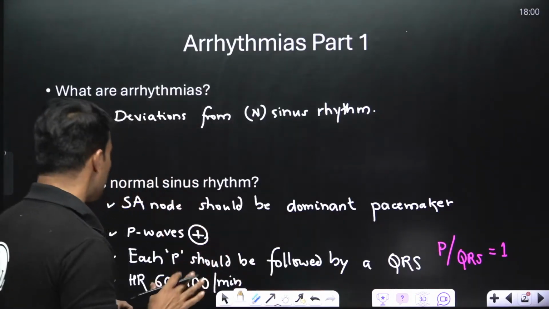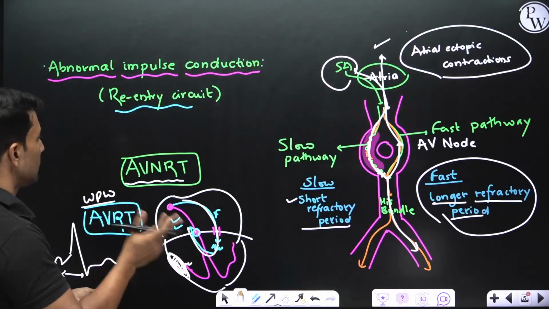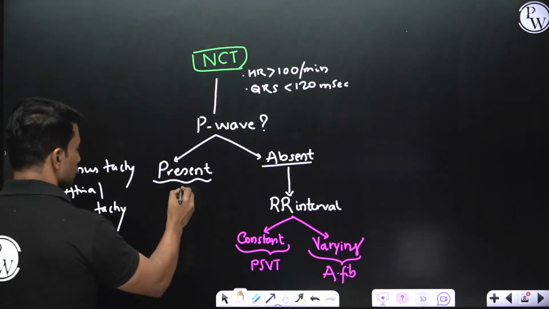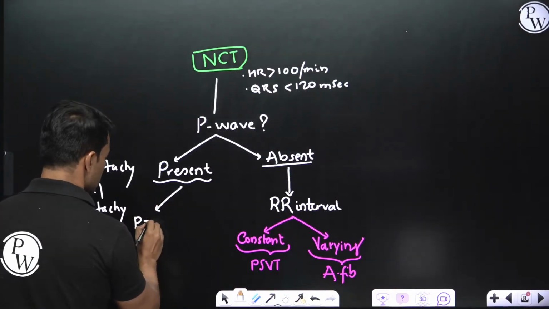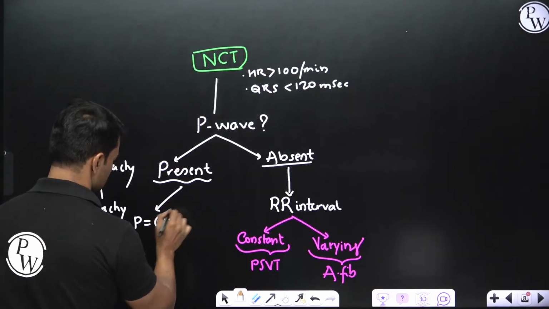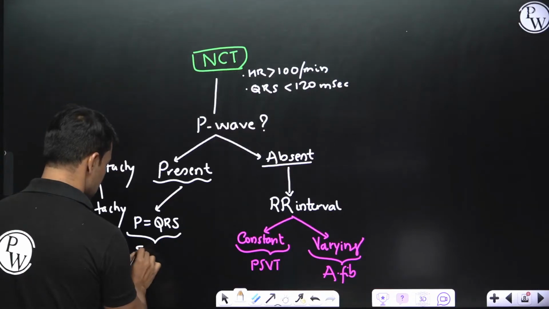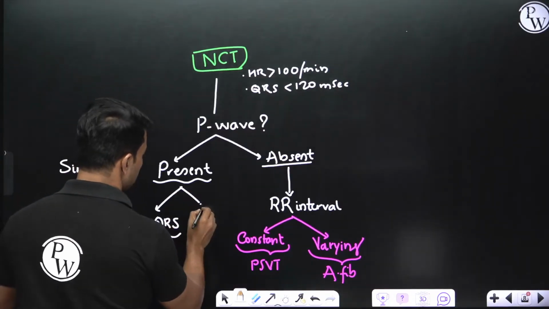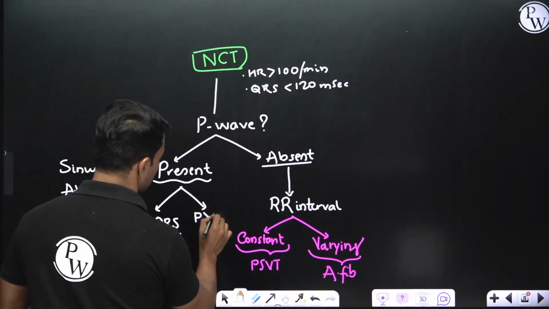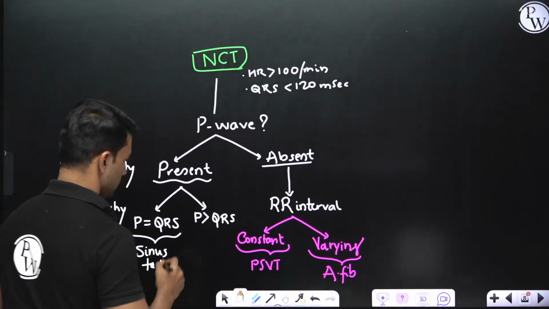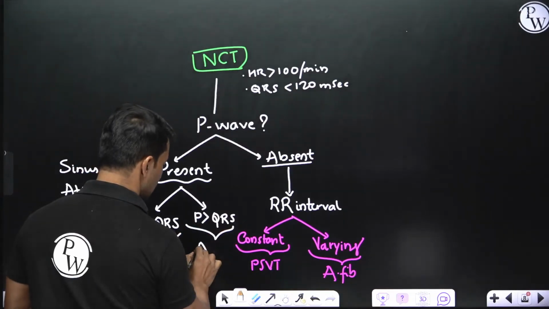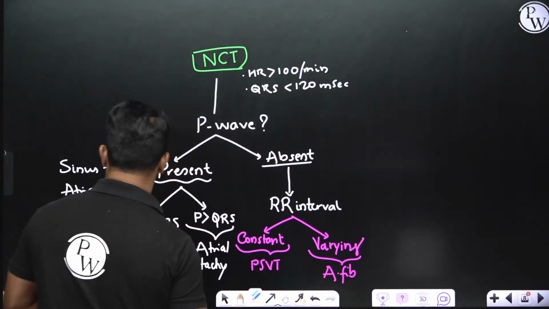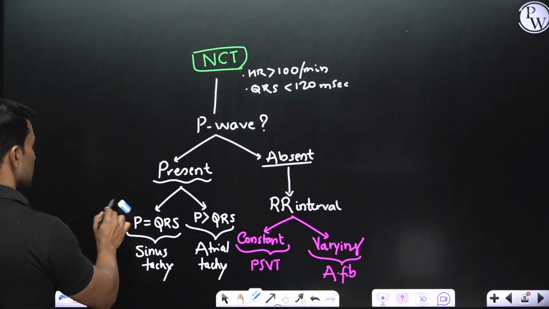So that's why if P waves are present, the next thing I should see is whether each P is followed by a QRS, or in other words, whether the P by QRS ratio is the same, right? If the number of P waves is equal to the number of QRS, then it is suggestive of sinus tachycardia. But if the P waves are more than the number of QRS complexes, then we will call it atrial tachycardia. So this is how we are going to approach the narrow complex tachyarrhythmias.